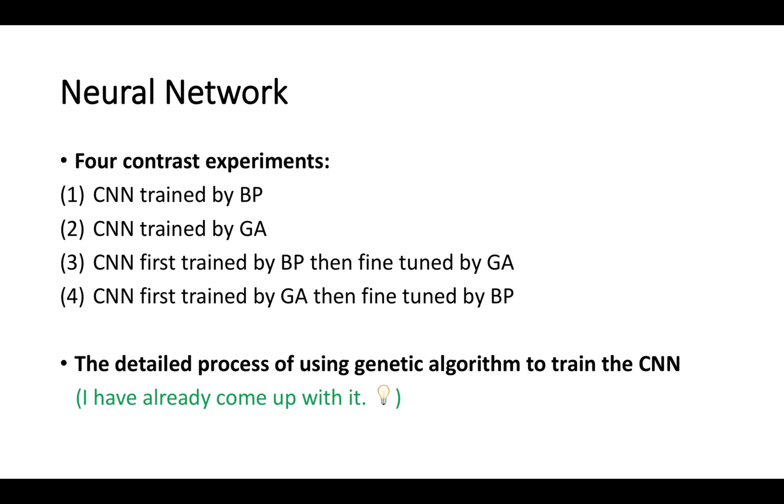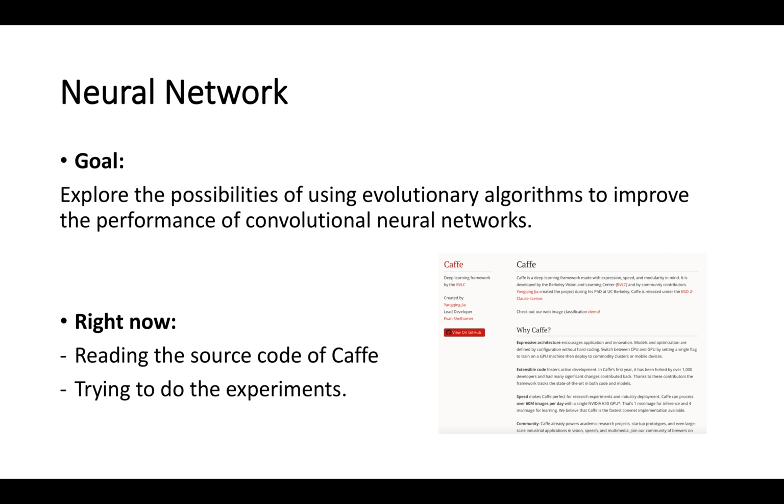Additionally, I have already come up with the algorithm process of using genetic algorithms to train the convolutional neural networks. The goal is to explore the possibilities of using evolutionary algorithms to improve the performance of convolutional neural networks. Right now, I'm reading the source code of Caffe and trying to do the experiments.